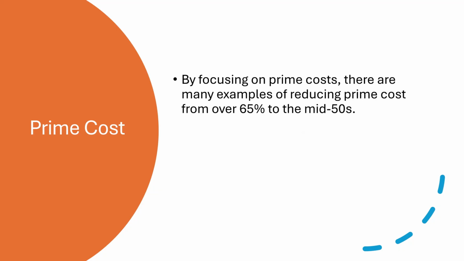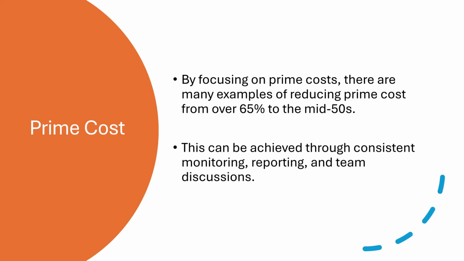So here's where we talked about the numbers. If we can focus on prime costs, there are many examples of reducing prime costs from over 65%, which you saw in the example P&L, to the mid 50%, okay? And how can this be achieved? Well, we can achieve that through consistent monitoring, reporting, and team discussions, right? What's getting out of whack, who's doing good, those types of things.